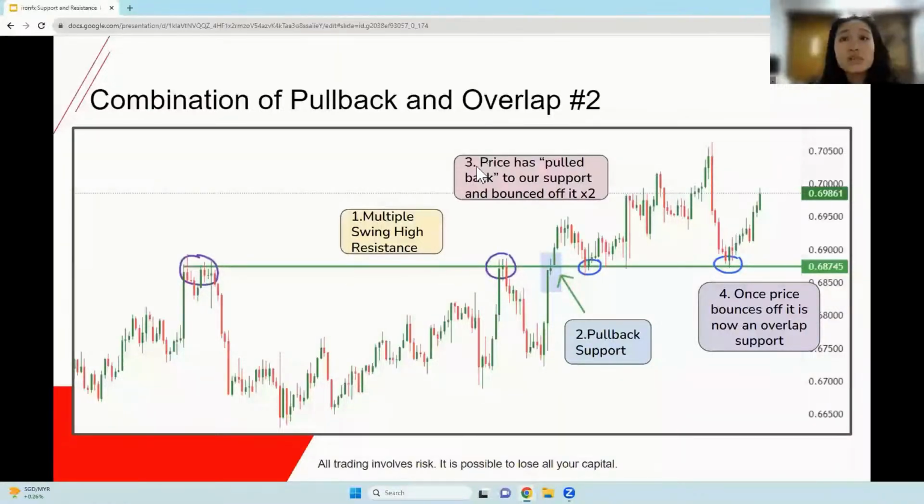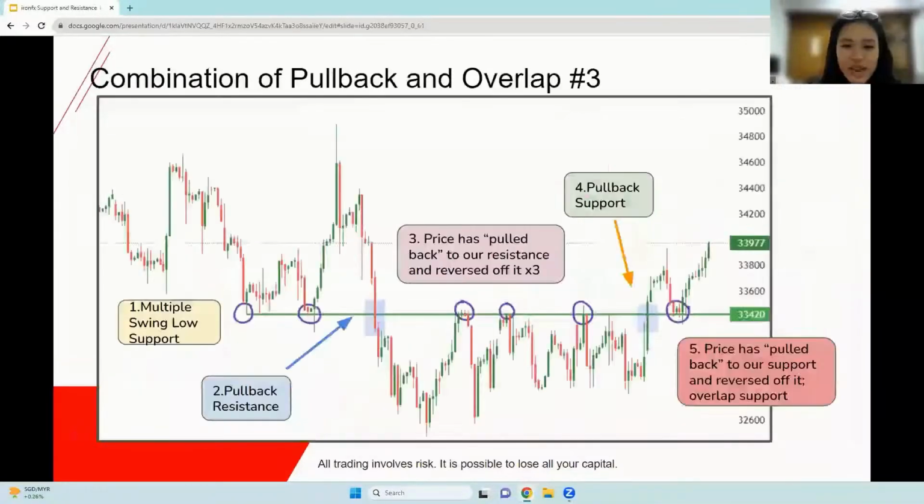Number three, point three, price has pulled back to our support and has bounced off of it twice. So the blue circles is where price bounced off of it. So once price bounces off, it now becomes an overlap support. Okay, I think by this time you guys probably have gotten the hang of it. So this is just my last slide, and then we will take a look at some charts.